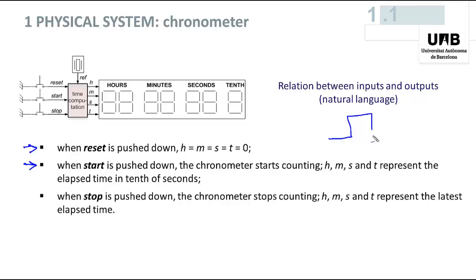Positive edge, I mean, if this is the reference signal, those are the positive edges. And the third rule: when stop is pushed down, the chronometer stops counting, so that the signals H, M, S, and T represent the latest elapsed time, expressed in tenths of seconds.